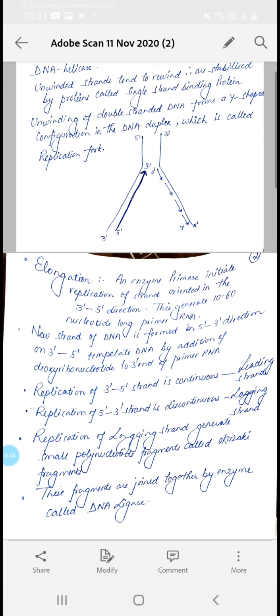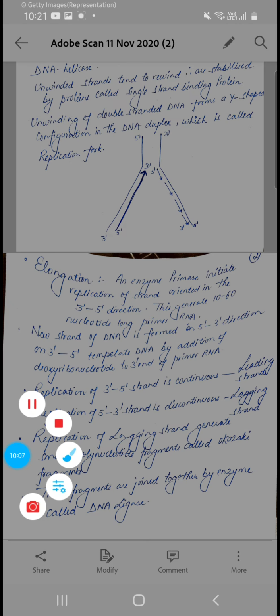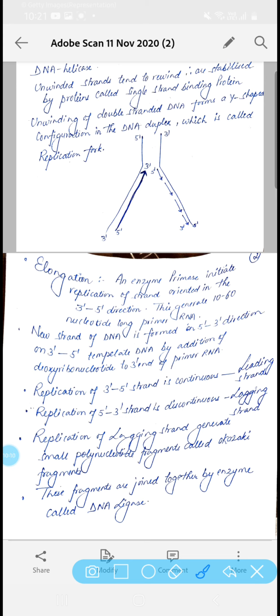So the next step is elongation step. As name is suggesting us, after initiation what will happen? Elongation will take place. Elongation means now the new strand is forming. Okay, elongation में नया strand बनेगा. So there was an enzyme called as the primase enzyme which will initiate the replication of strand that is oriented in the 3' to 5' direction. Now this generate the nucleotides, that is 10 to 60 nucleotide long primer RNA. अब यहाँ से हमारे पास प्राइमर RNA आता है.